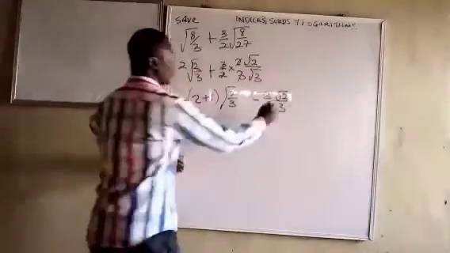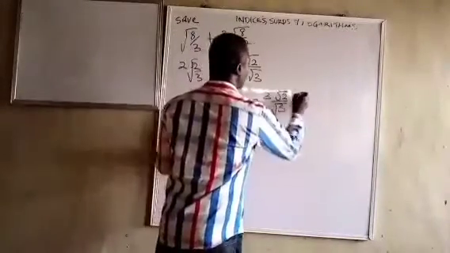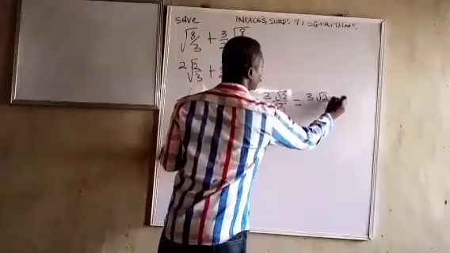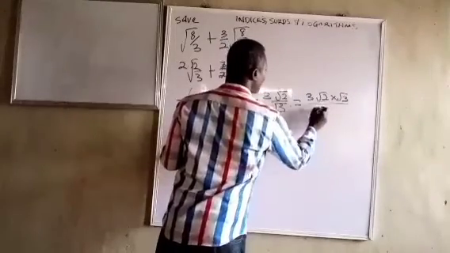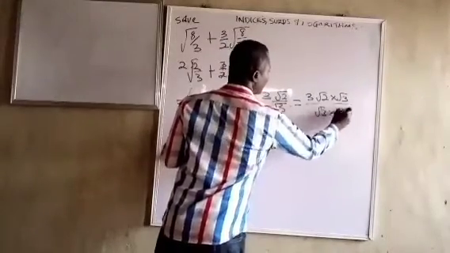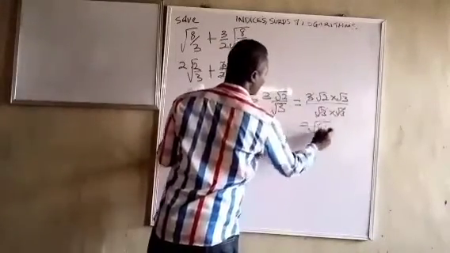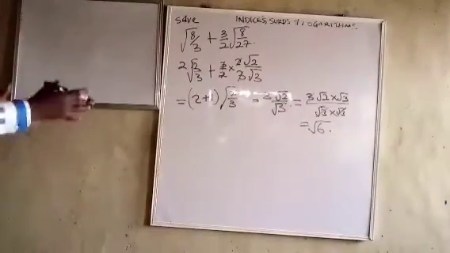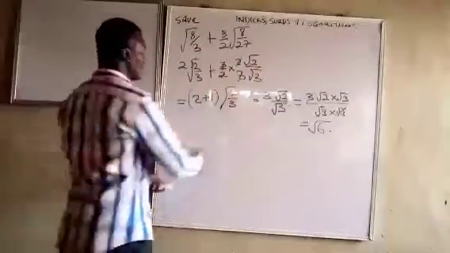And if you work over root 3, sorry, if you work this further, you can still rationalize by saying 3 root 2 times root 3 over root 3 times root 3. This one cancels this. So our answer is root 6. Just because I want to explain, that's why it gets to this point. I would have got my answer straight from here.